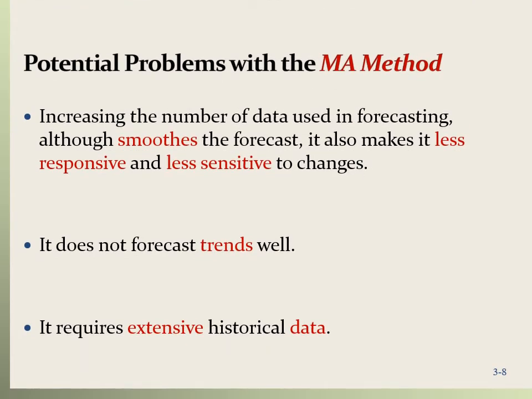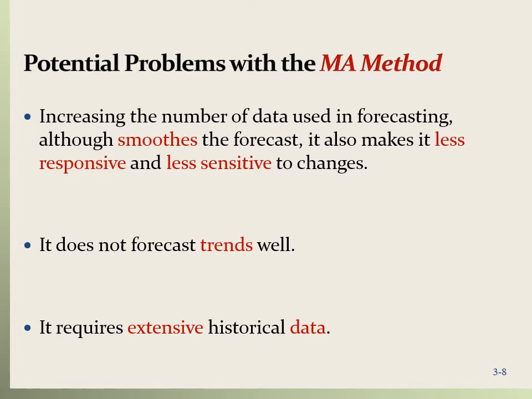Potential problems with the moving average method. It's good to know about these potential problems with any method, and especially the moving average method, so that you will not use this method inappropriately. Starting with the first problem. The first problem is about the number of time periods that you would use in a moving average, the n-period moving average.